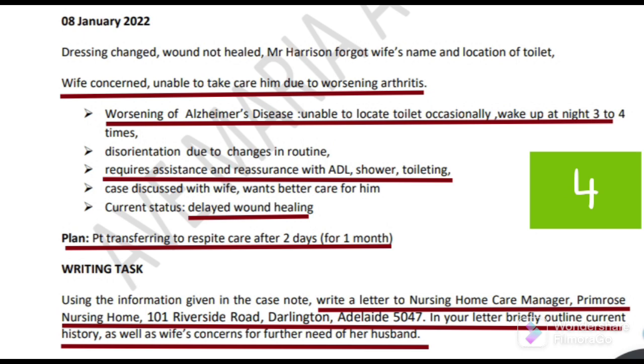So once again, I will read you the writing task. Using information given in the case note, write a letter to the nursing home care manager, Prime Rose Nursing Home, 101 Riverside Road, Darlington, Adelaide 15047. In your letter, briefly outline the current history as well as the wife's concern for further needs of her husband. So this is the case note actually.